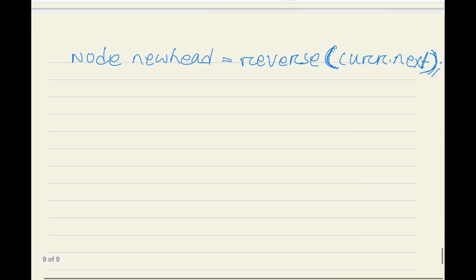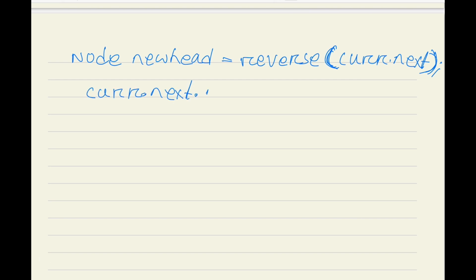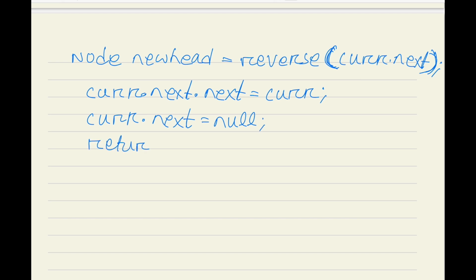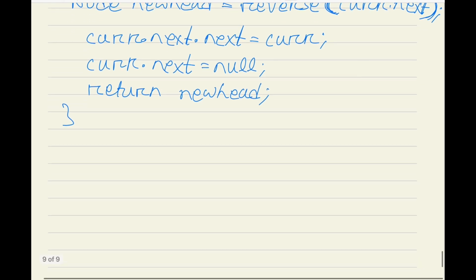So now we can write current.next.next equal to current, and current.next equal to null, then we can write return newHead, like we have discussed earlier. So this is end of method reverse.